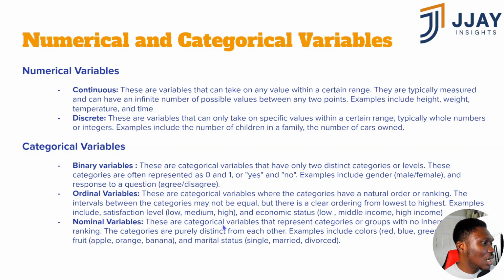So these are categorical variables that represent categories of groups with no inherent order. Like it's literally blue, green, white. Either you say green first of all, or maybe it's the best color, but it doesn't really matter.